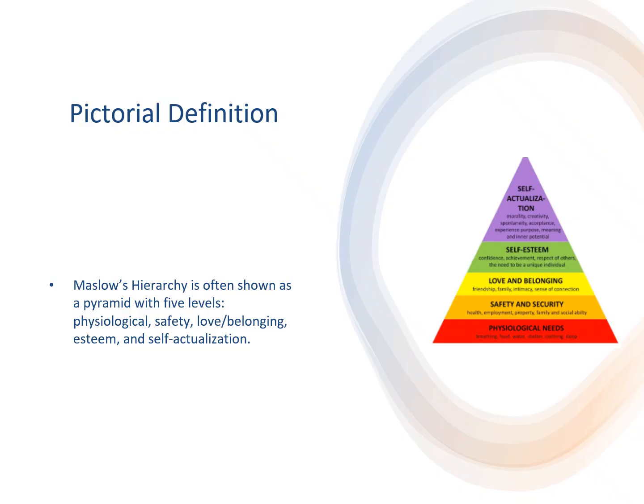So here's a pictorial definition, or this is the pyramid that's often associated with Maslow's idea. The lower levels must be met before someone can move up. Think of it like climbing a ladder of motivation. According to Maslow, you have to reach this bottom tier before you can climb up to the top of the pyramid. Those levels, 1 through 5, are physiological, safety, love and belonging, esteem, and self-actualization.